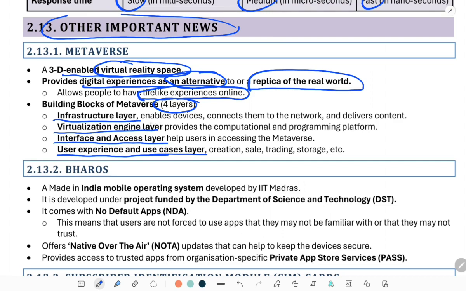In the infrastructure layer, it enables a device and connects to a network and delivers content. In the virtualization engine layer, it provides the computational and programming platform. In the interface access layer, it helps the user to access the metaverse. And in the experience and use cases layer, creation, sale, trading and storage.